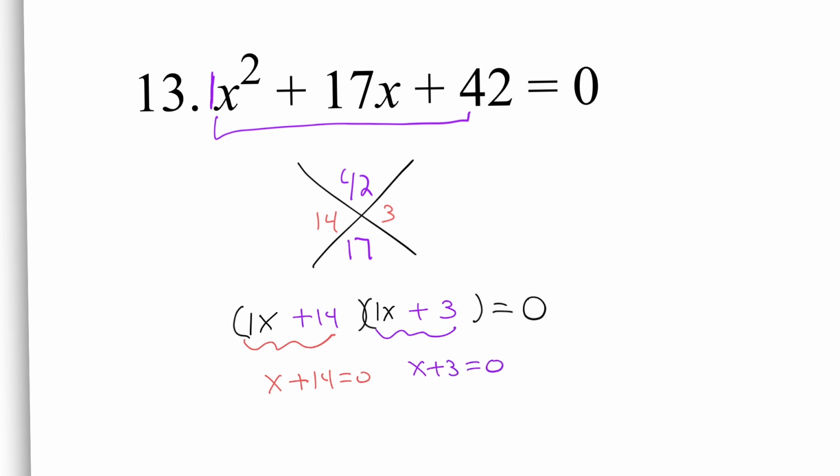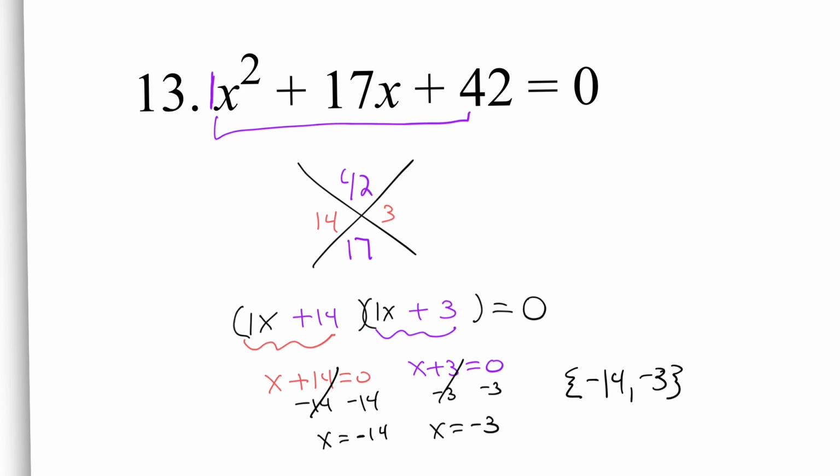So you guys go back and you guys solve. So the first one, subtract 14 from both sides. So x equals negative 14. And the second one, you subtract 3 from both sides. So x equals negative 3. So my two solutions, two answers will be negative 14, comma, negative 3.